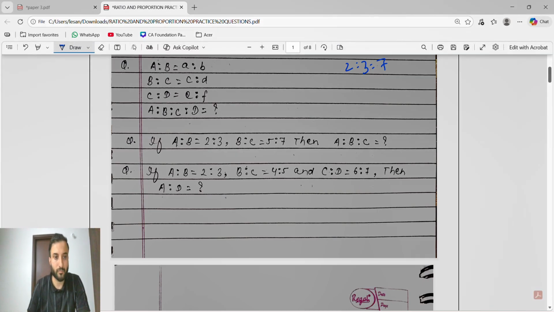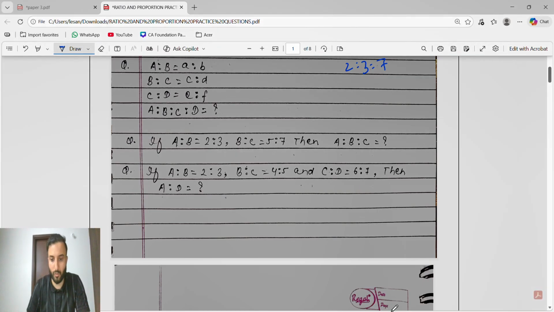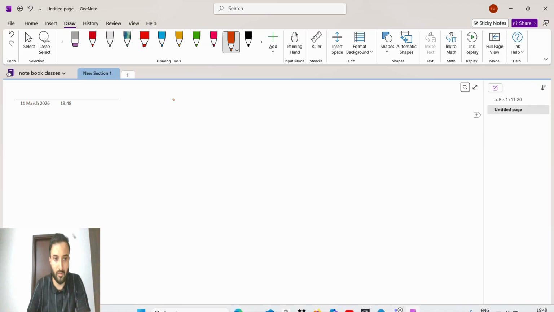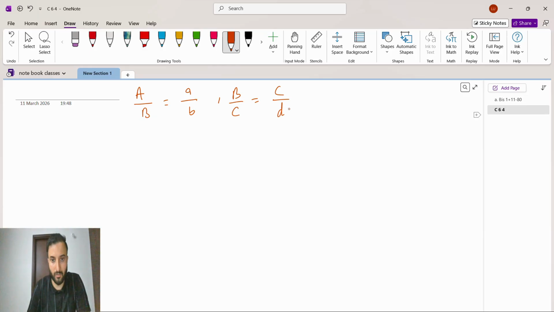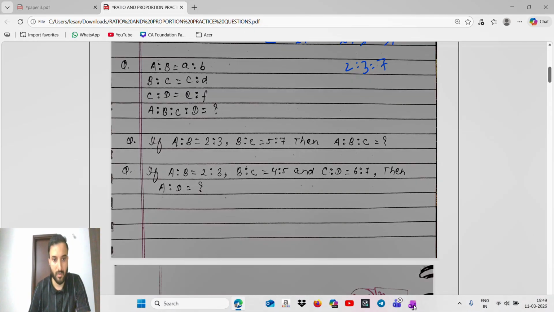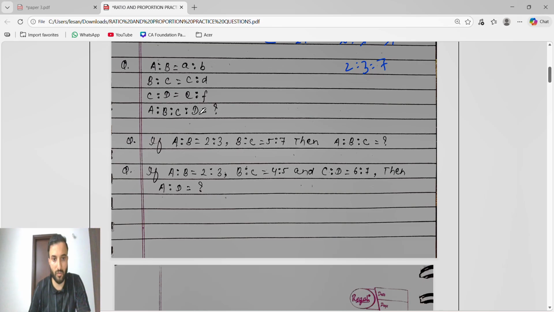Now guys, see here. A is to B. Okay, this is the question. I will write from here. A is to B is A by B. Then B is to C is C by D. C is to D is E by F. Okay, we have to find all, right? Yes, we have to find A is to B is to C is to D.